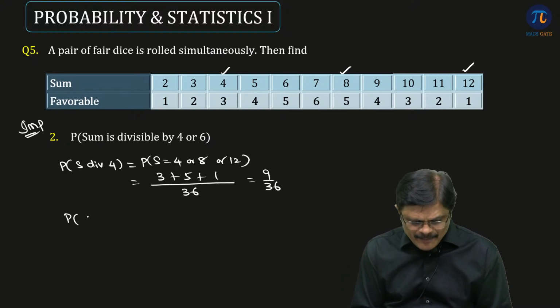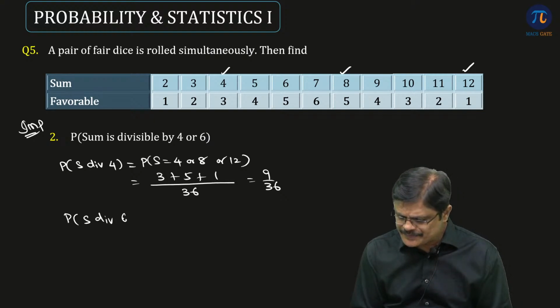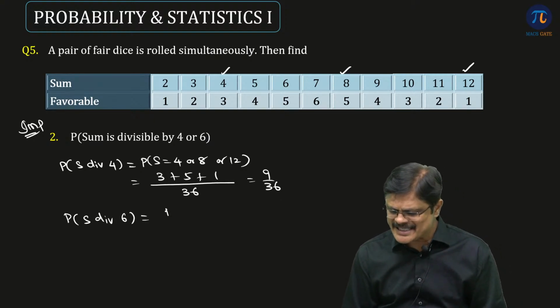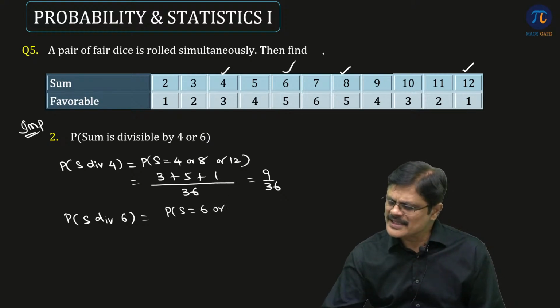Now what about the sum divisible by 6? Sum divisible by 6 means what? Sum is equal to 6 or sum is 12.